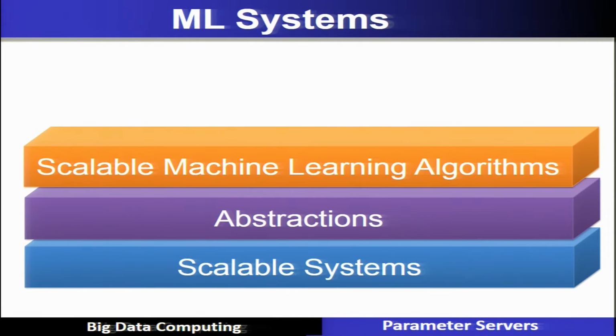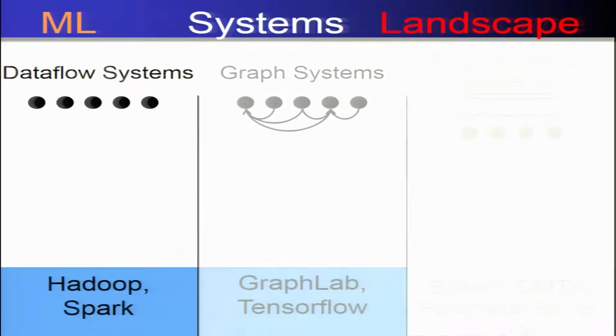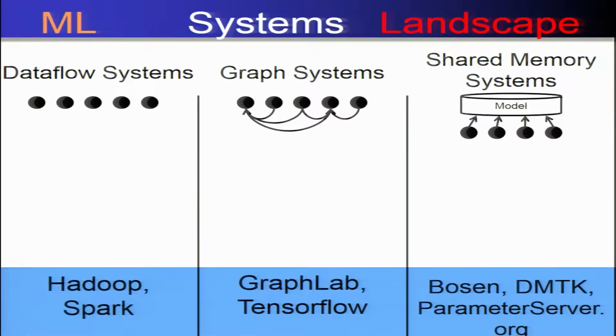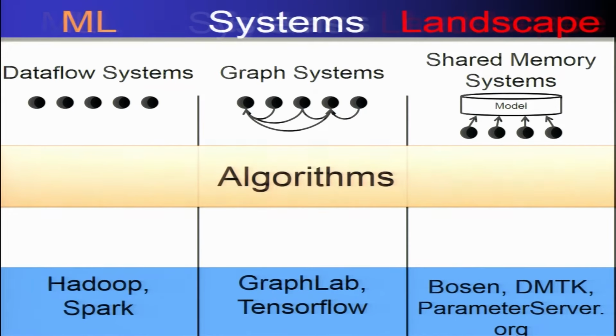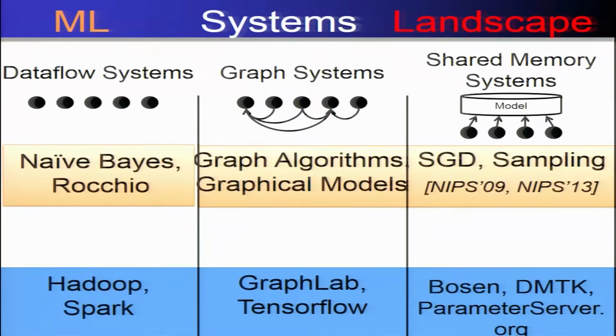In machine learning systems, especially the scalable machine learning algorithms that we are seeing for big data computing, we require abstractions for building scalable systems. Here we can see that there are three different machine learning systems landscapes. We have data flow systems, which are built over Hadoop and Spark platforms, graph systems, and shared memory systems.